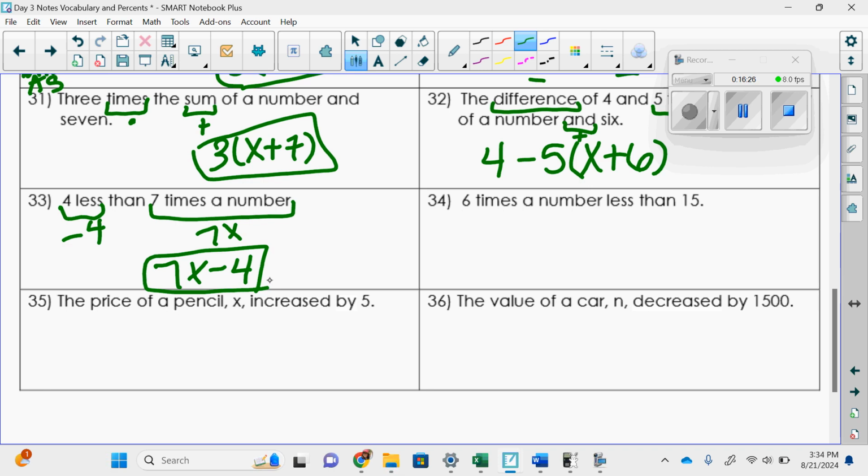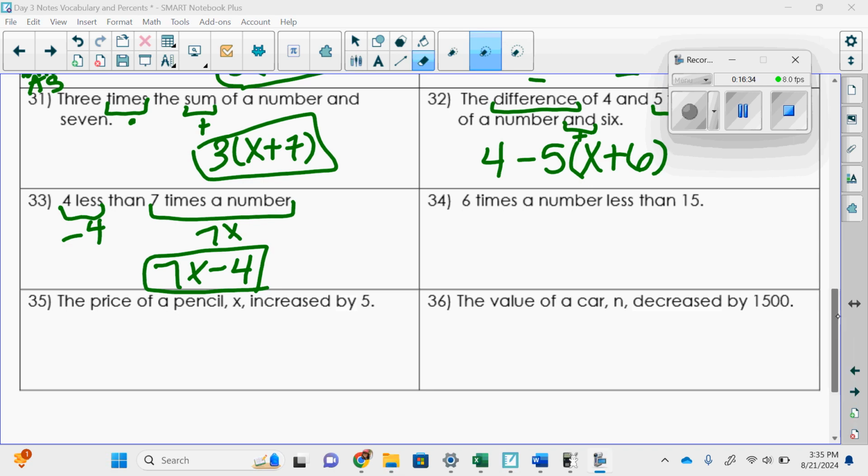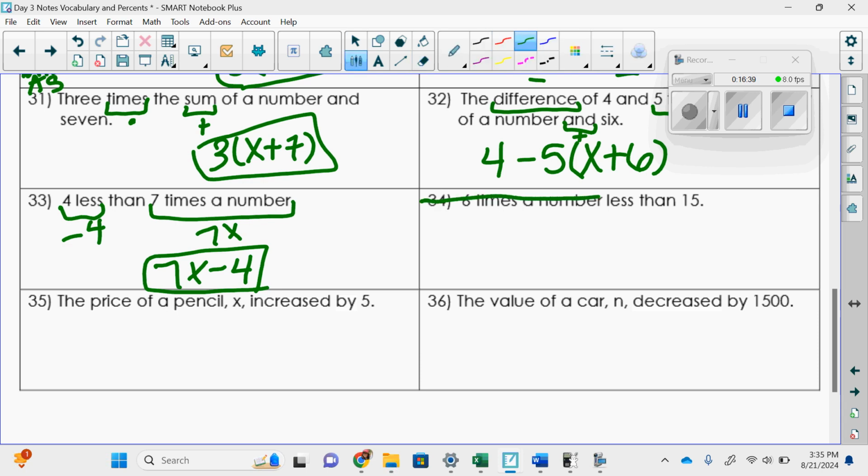Number 34, 6 times a number less than 15. I think there's a typo in this example, so we're just going to skip number 34 here. I think what it's trying to get at is 6 times the quantity of a number that is less than 15, but it's missing a word or two, so we're just going to skip 34 there.